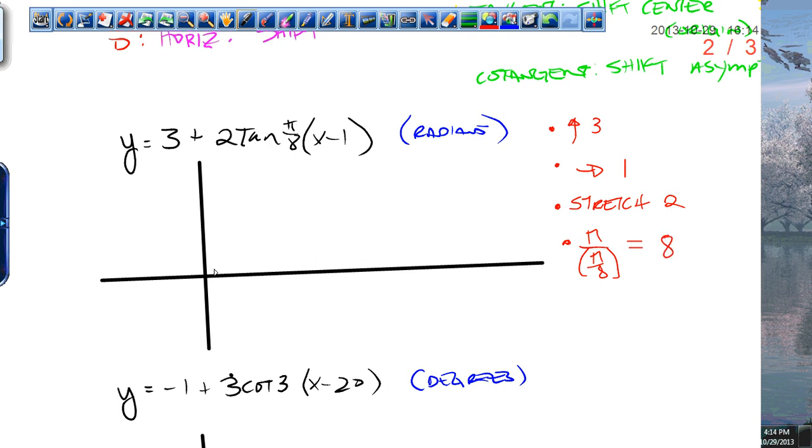So that means I'm going to start at 1, and my full first period is 8. But since it's tangent, I'm going to divide that by 2, and so I'm going to go up 4, which would be 5, and down 4, which would be -3. And so that's where my asymptotes are.